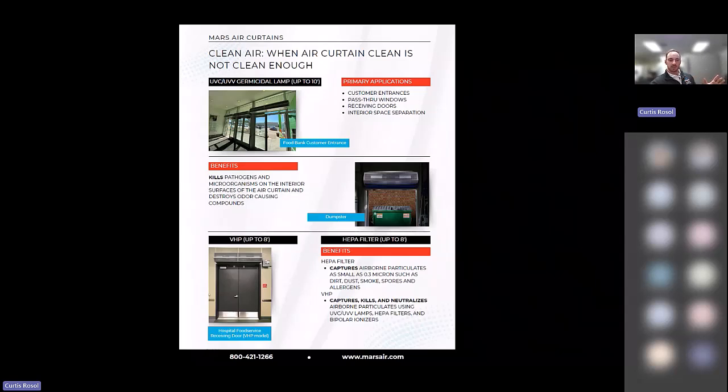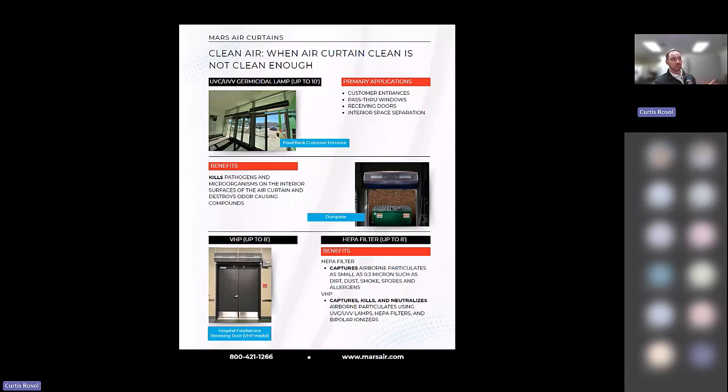Just to keep things simple, with UV, all we're doing is killing the pathogens and organisms that are being drawn into the air curtain through the intake screen. The idea there is most of it will get deposited inside the unit, and the UV light can kill it there.